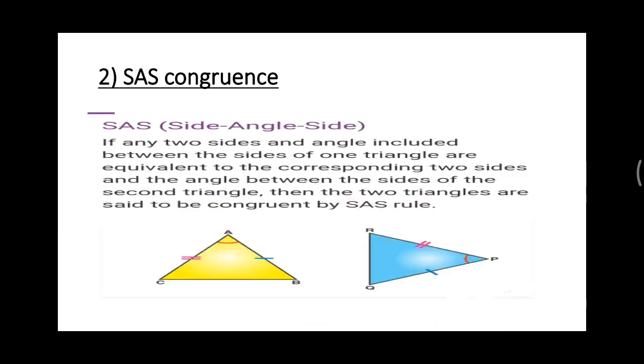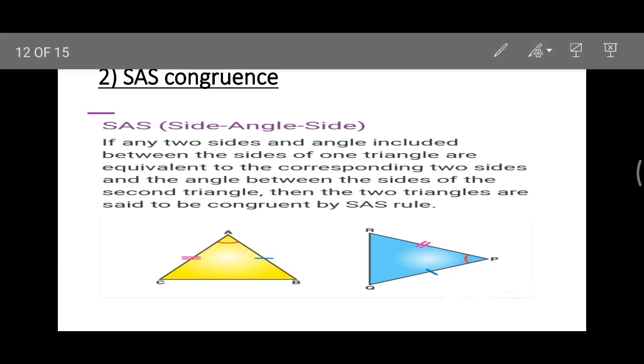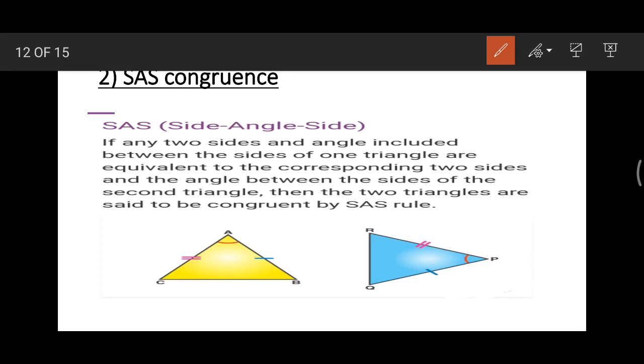Now second one, SAS congruence. If any two sides and the angle included between these two sides are equal, then these triangles are congruent by SAS congruency. Here you can see in these two triangles, the angle between the two sides and those two sides being equal is very necessary, only then there will be SAS congruency. Two sides and their included angle, then this is called SAS congruency and the triangles are congruent.